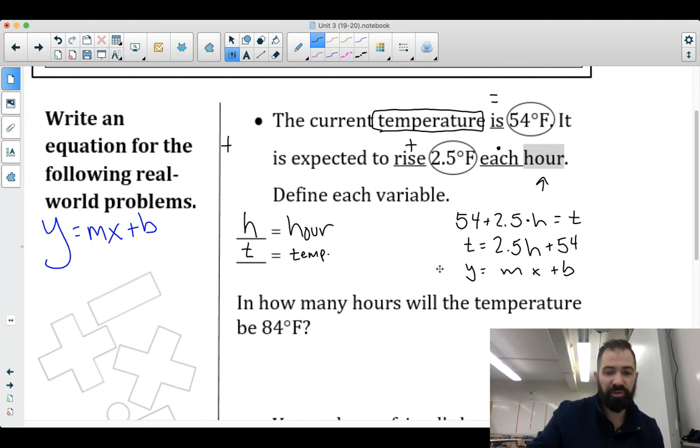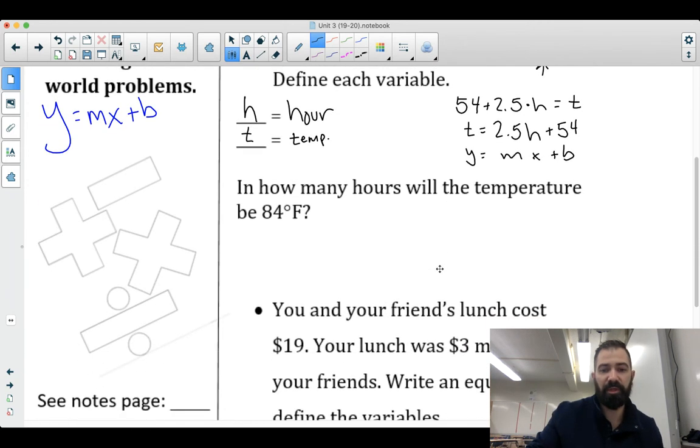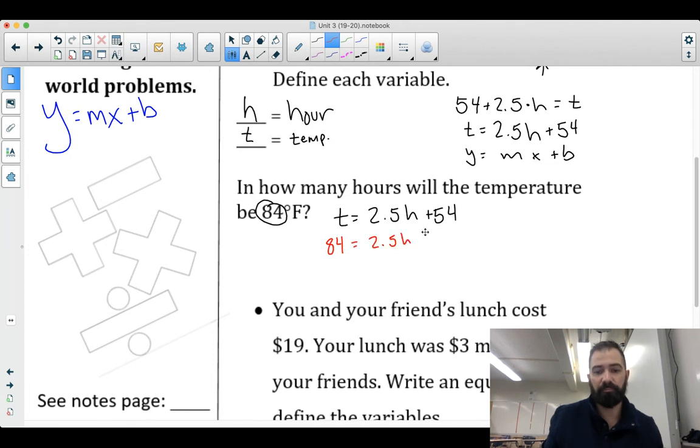So then we have the question, in how many hours will the temperature be 84 degrees? So using that same equation, temperature equals 2.5 hours plus 54. Now this is saying that our final temperature is 84 degrees. So we're going to substitute that in for our temperature. And we want to just solve this equation for hours.